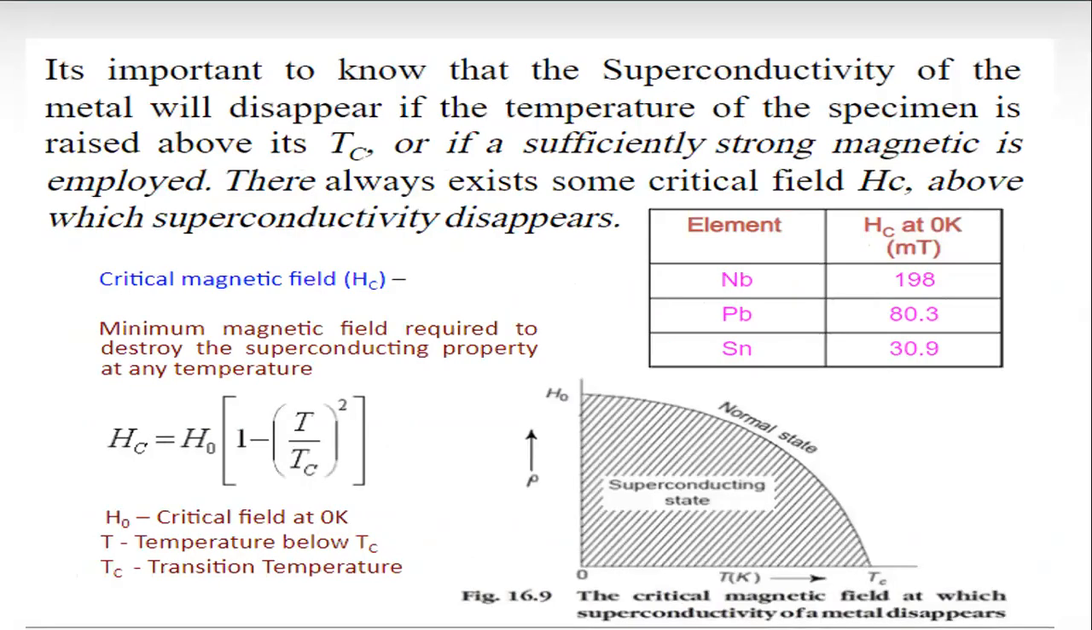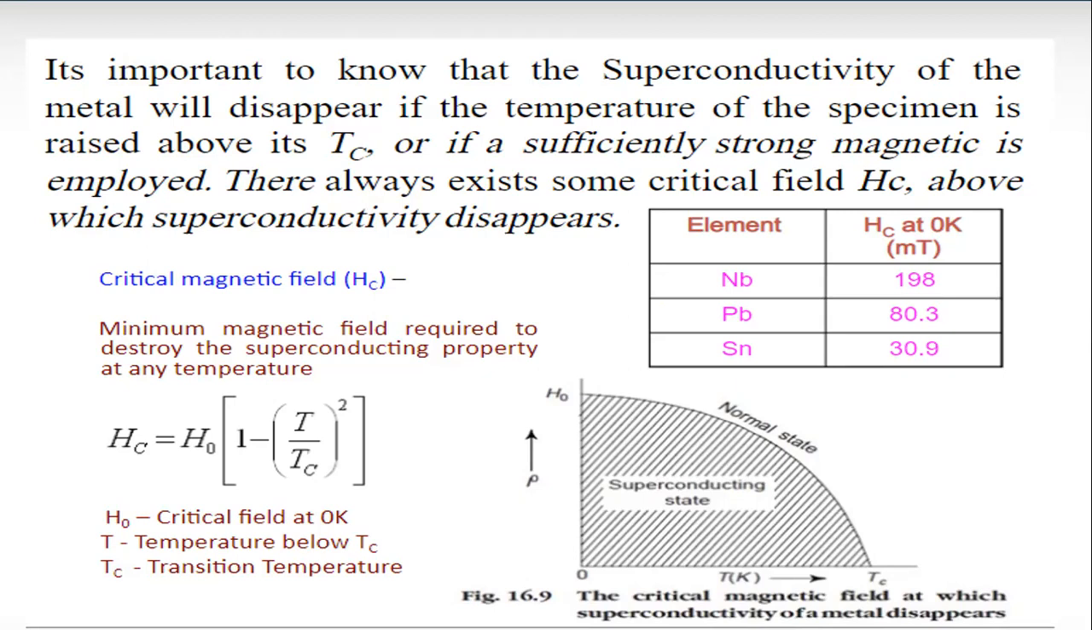It is important to know that the superconductivity of the metal will disappear at the critical temperature. The minimum magnetic field required to destroy the superconducting property at any temperature is mathematically given by the following. We need a certain magnetic field value at which the superconducting state can be removed and the same material will behave as a normal metal, and the same applies vice versa. So what is the mathematical relationship for the minimum magnetic field?